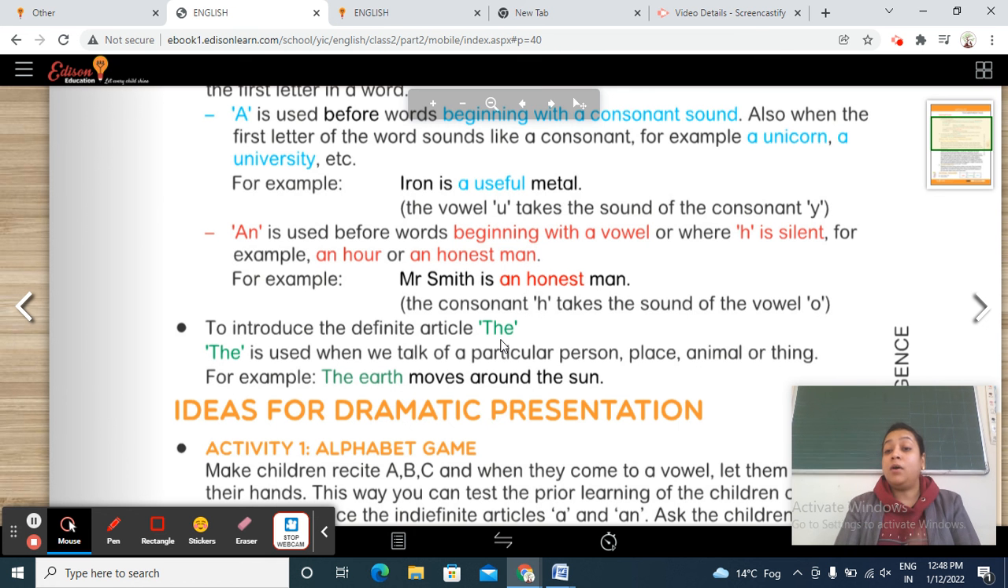But when I'm talking about the boy sitting on the last bench, getting this point, the boy, I'm talking about this particular boy who is sitting at the last bench. Then I'm going to put the, because boy is a person. So the will come with that particular person. The place when I'm talking about the monument. Animal when I'm talking about the particular animal and particular thing.